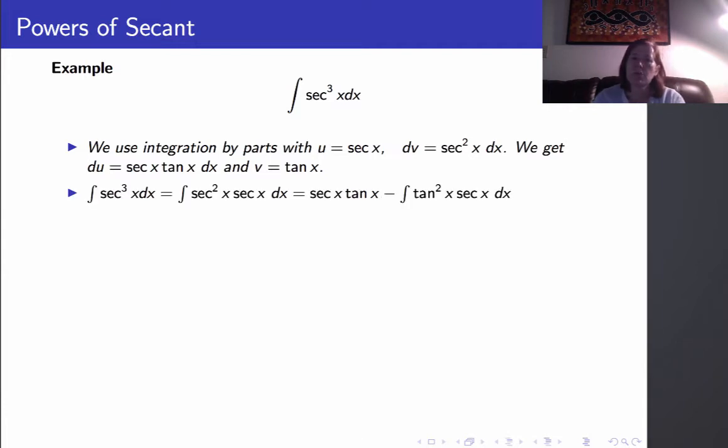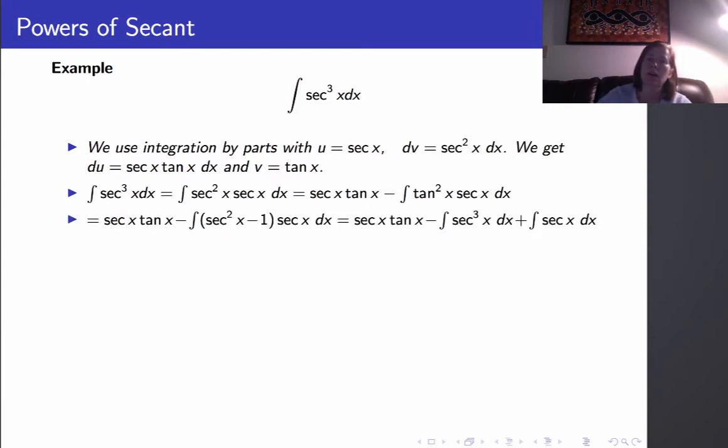So we have the integral of secant cubed of x dx is the integral of secant squared times secant dx, which is u times v minus the integral of v du. So it's secant of x times tangent of x minus the integral of v, which is tangent of x, times du, which is tangent of x times secant of x. So that integral is the integral of tan squared x times secant of x. And now we're going to write that tangent squared as secant squared minus 1. So our original integral, the integral of secant cubed, is now secant of x times tangent of x minus the integral of secant squared minus 1 times secant, which is the integral of secant cubed of x minus secant of x.